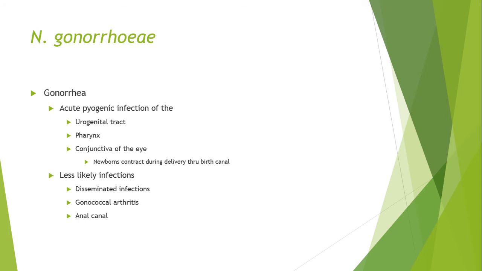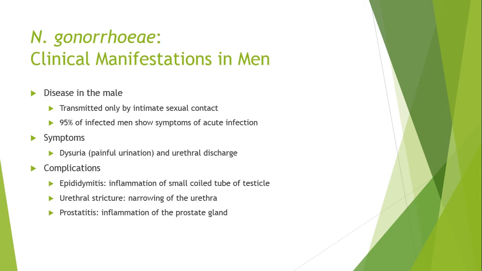Gonococcal urethritis is a common cause of disseminated infection. So it might start in the genital tract, but then for some reason it prefers to localize to joints and cause arthritis, and then the anal canal for obvious reasons. Disease in the male is transmitted through sexual contact, just like in females. 95% of men do show symptoms if they're infected, whereas in women, that number is a lot lower. Symptoms: we've got painful urination and a discharge, and some other complications, epididymitis and urethral stricture and prostatitis.